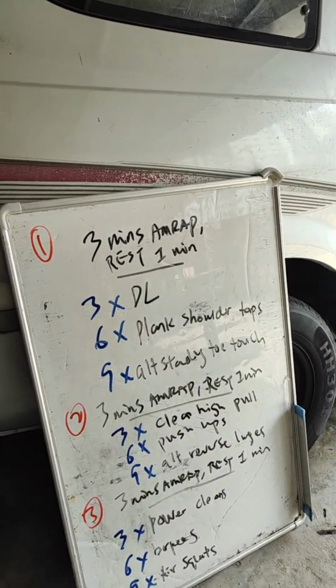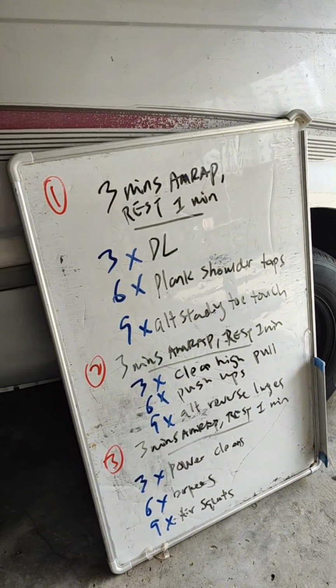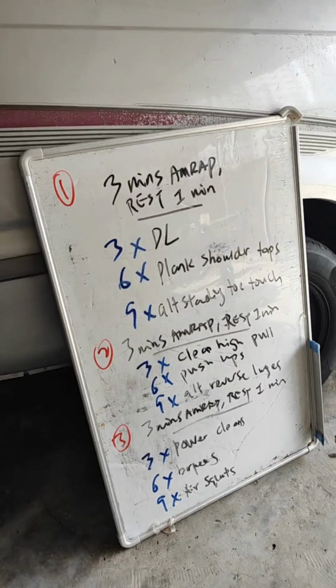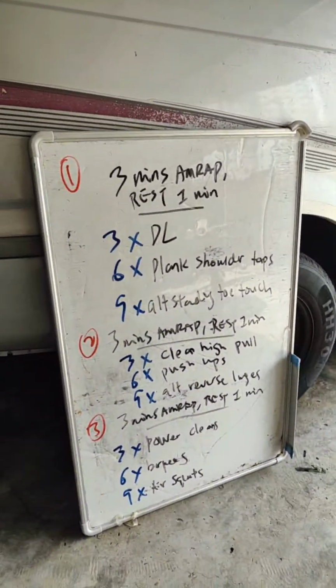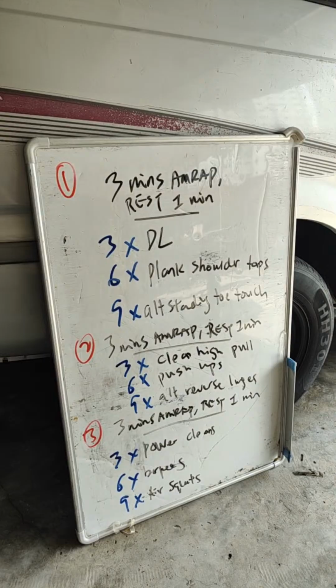Let's take a look at the workout. As you can see from the board, we have 3 parts written in red. 1, 2, 3. 3 parts. The rep schemes and the time domain will be the same for all 3 of these parts. The only difference is the movements that you'll be doing.